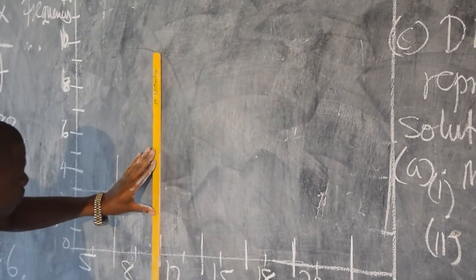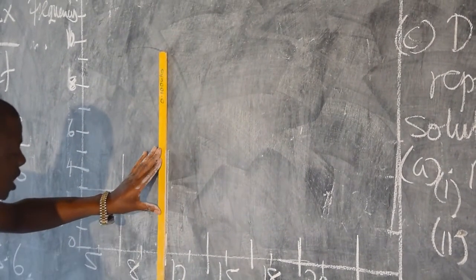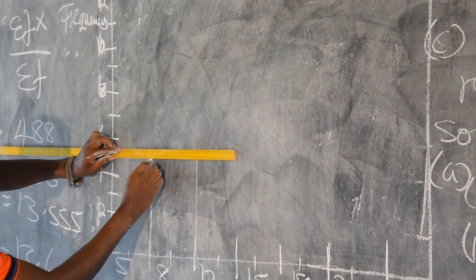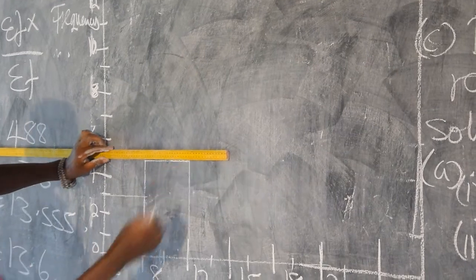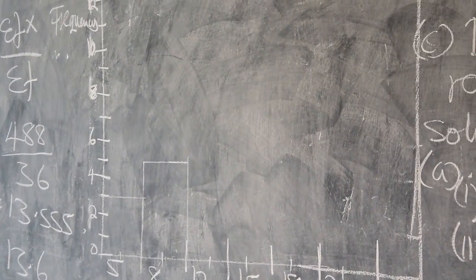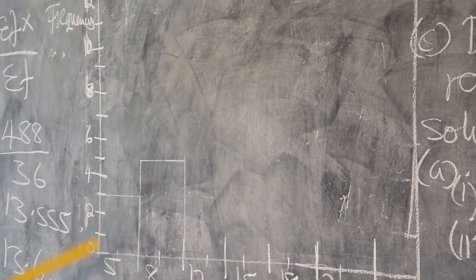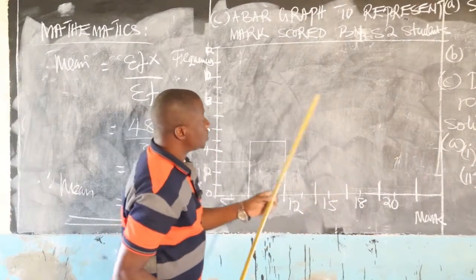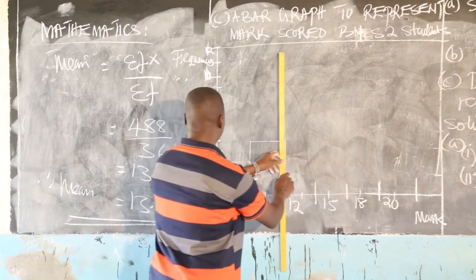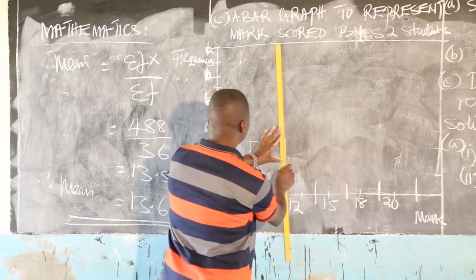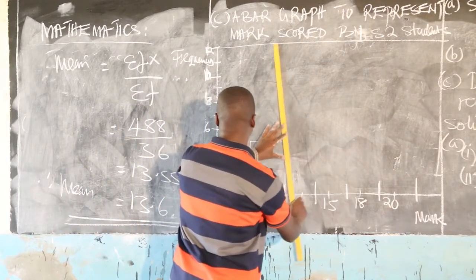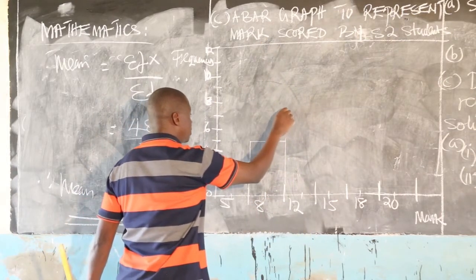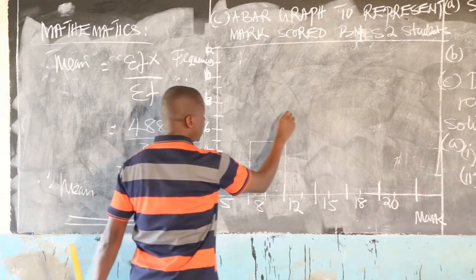In this arrangement, remember you are using a graph paper. For my case, I'm assuming that this is my graph paper. So from 5, we shall go to 7. 7 represents 12. 7 is in between 6 and 8. Like that.